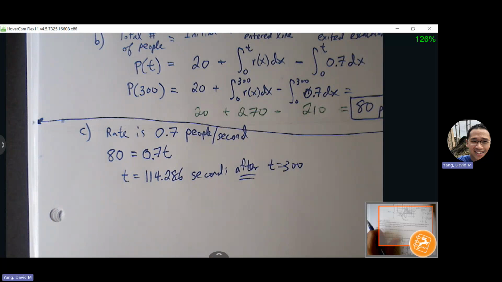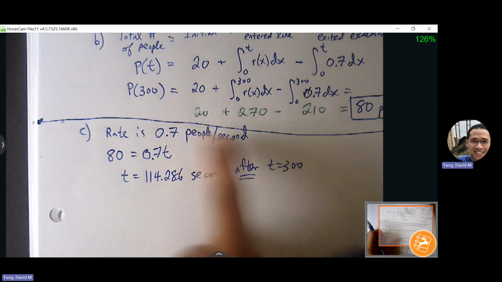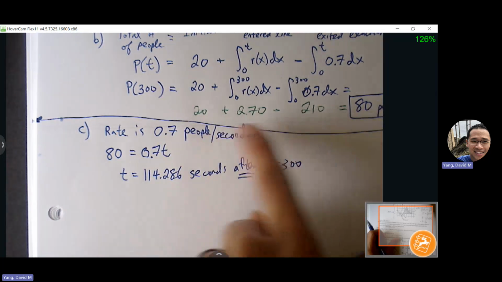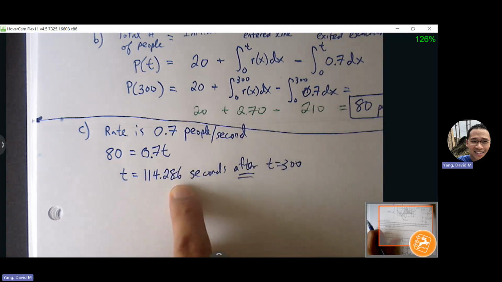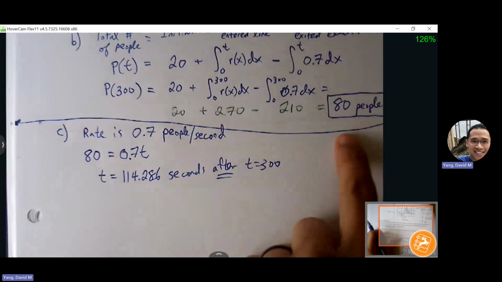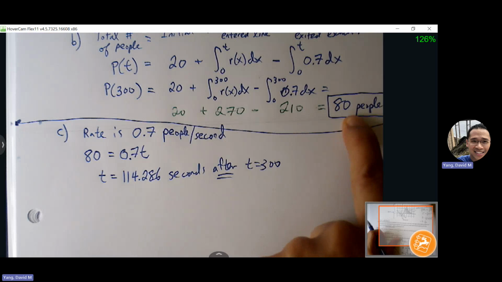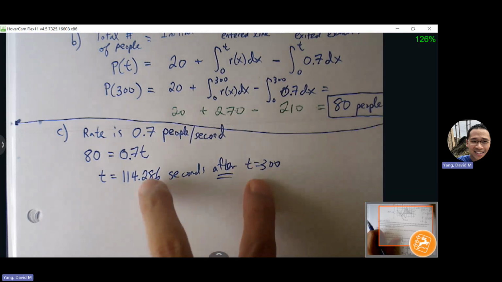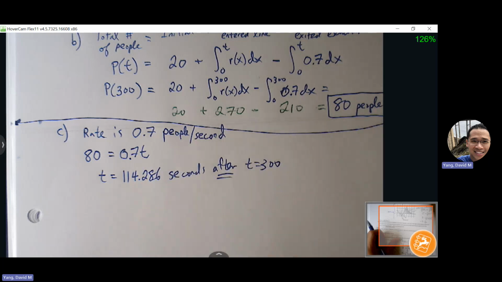Part C is not really a calculus question. It's more just understanding that, oh, this is the rate. This is what we have. We have another 114 seconds to account for these 80 people to clear. And so that means after 300 plus this will be how long it takes before the escalator is completely empty.